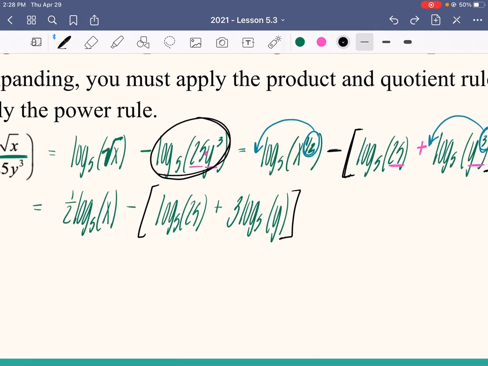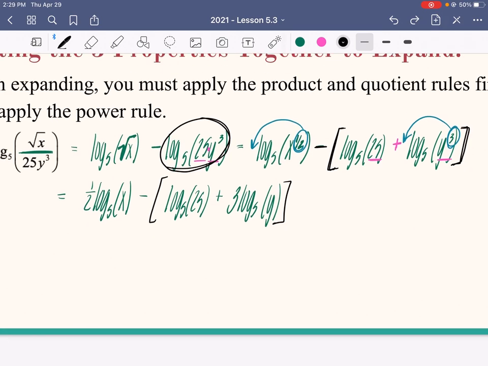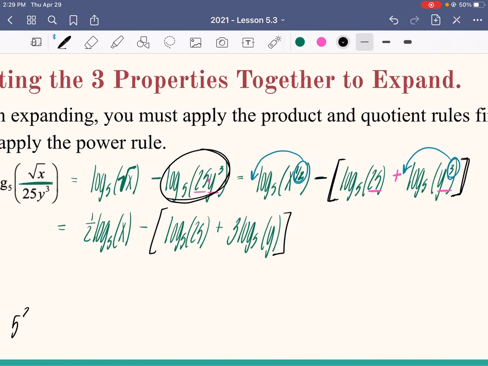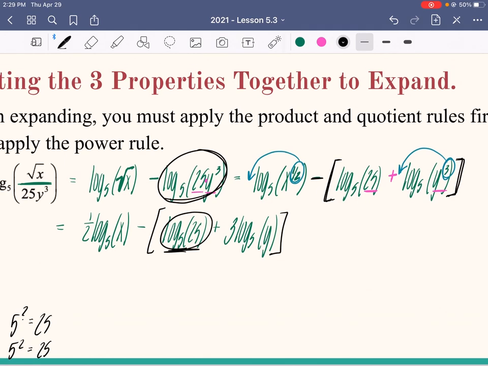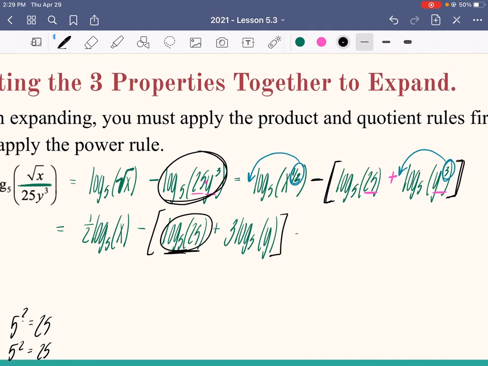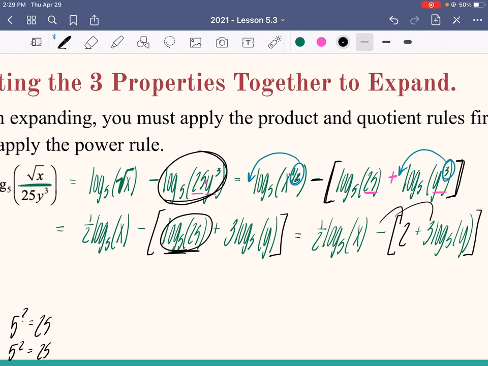Well, I look and I see, okay, this one's got a variable here, this one's got a variable here, but log base 5 of 25, I can simplify this because if I'm looking to see 5 to the power of what gives me 25, I know that that is going to be 2, 5 to the power of 2. So log base 5 of 25 is just 2. Okay, so this becomes 1/2 log base 5 of x minus this whole thing, 2, okay, plus 3 log base 5 of y. And then if I wanted to distribute this now, I'm going to.